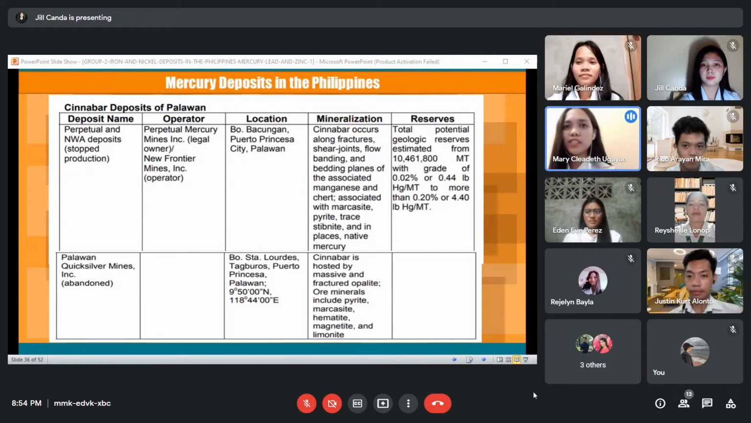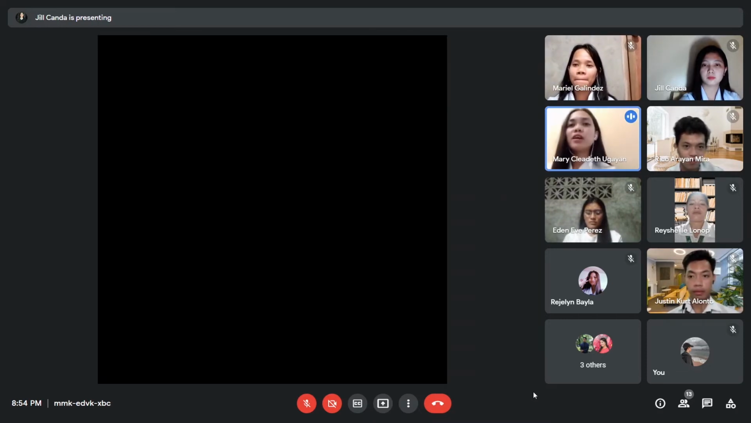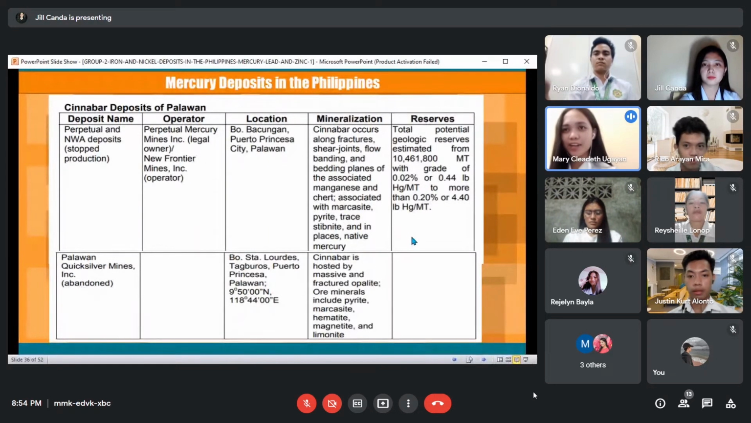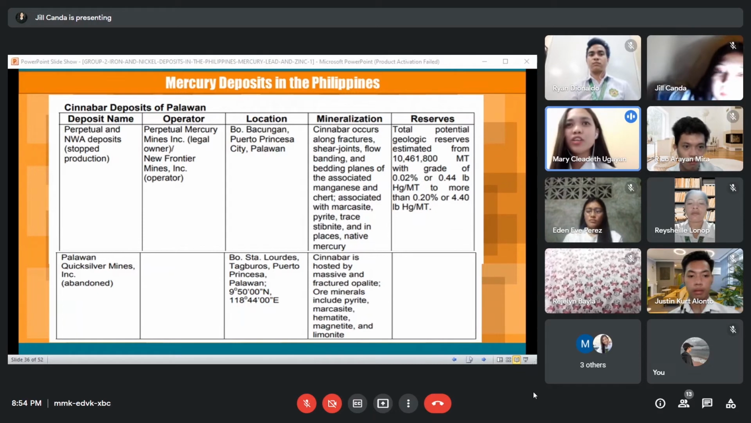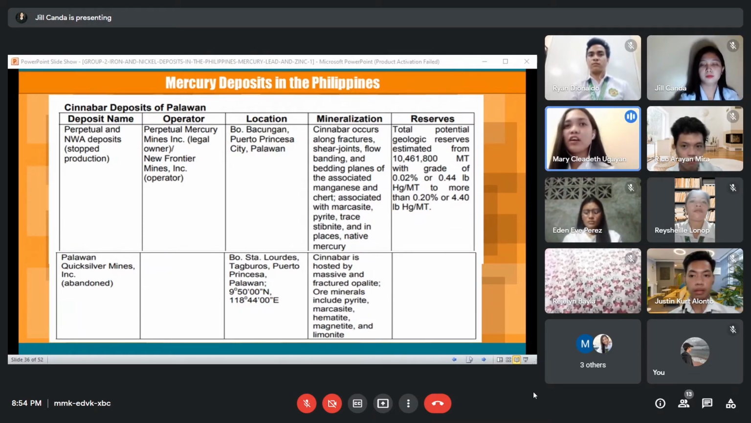So, mercury deposits in the Philippines. As you can see in the table, those are the cinnabar deposits of Palawan. Mainly, the mercury deposits in the Philippines are located in Palawan, the cinnabar deposit. However, the production was stopped. The Perpetual and NW deposits' production is stopped, and the Palawan Quicksilver Mines Corporation's operation was also abandoned. And I still don't know if there is any other operation of cinnabar in our country as of now. So that's all for mercury.